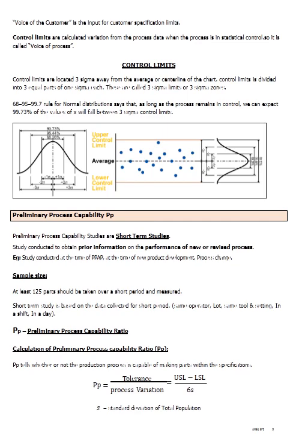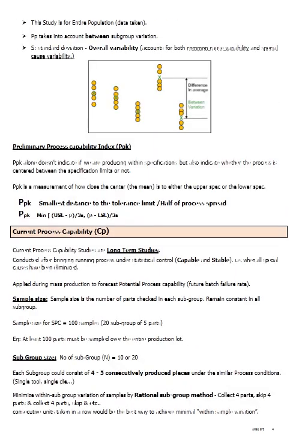Pp: calculating the preliminary process capability ratio. Pp tells whether or not the production process is capable of making the parts within specifications. Pp equals tolerance divided by process variation, equal to USL minus LSL divided by 6 sigma, where sigma is the standard deviation of the total population. This study is for the entire population. Pp takes into account between-subgroup variation. Here the standard deviation is the overall variability, which accounts for both common cause variability and special cause variability.